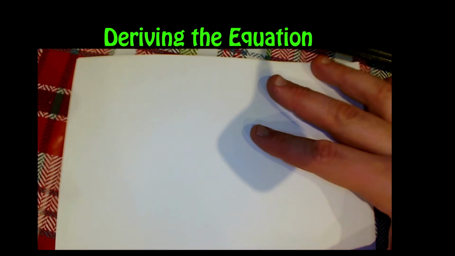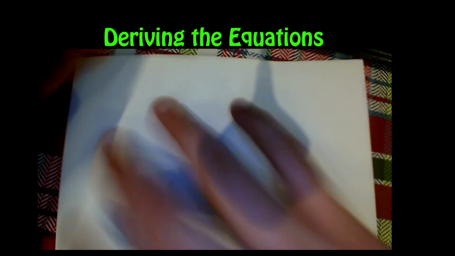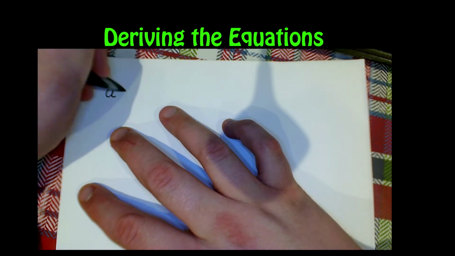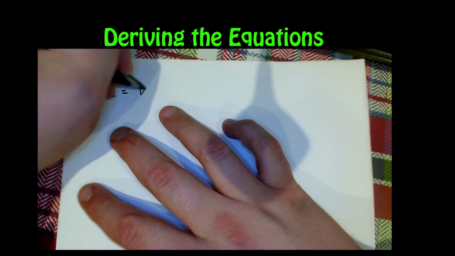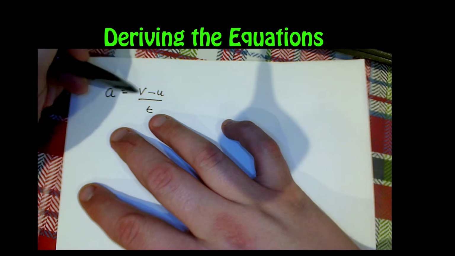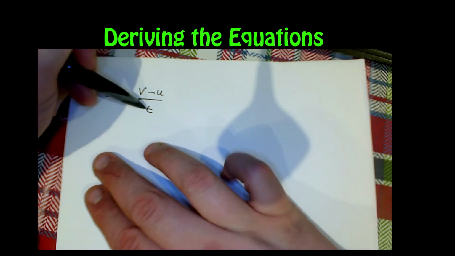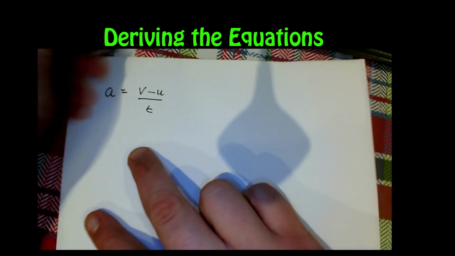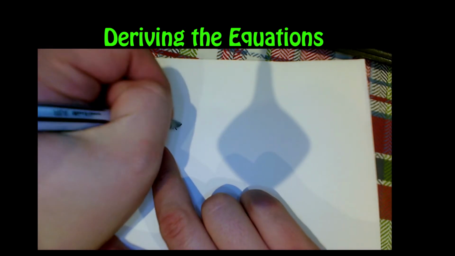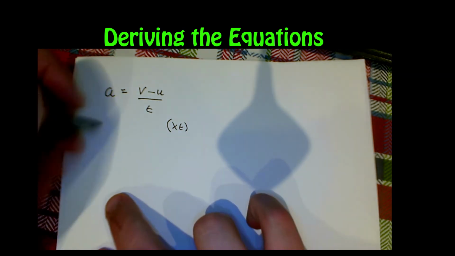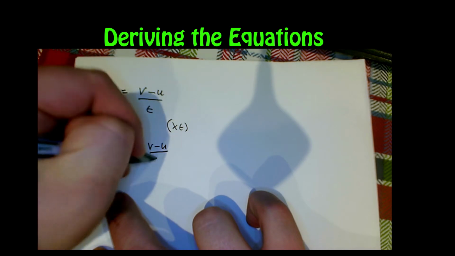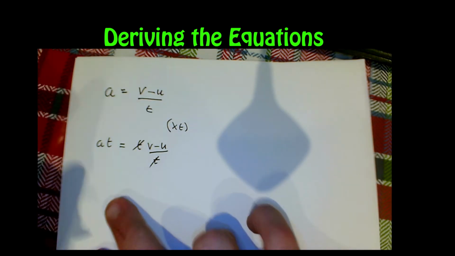Okay, on to deriving our equations then. So first things, let's start off with our definition for acceleration. So acceleration is change in speed divided by time. So change in speed, final minus initial, divided by the time taken to do it. Okay, right, so our first step is we're going to times both sides by t, so we get at equals t times (v minus u) over t. T's cancel.